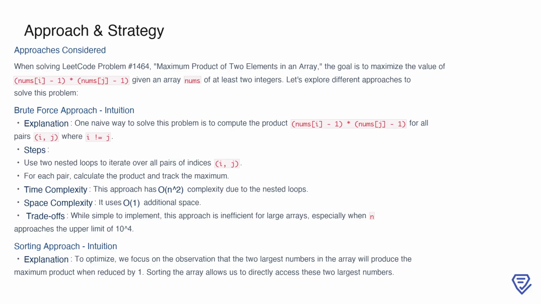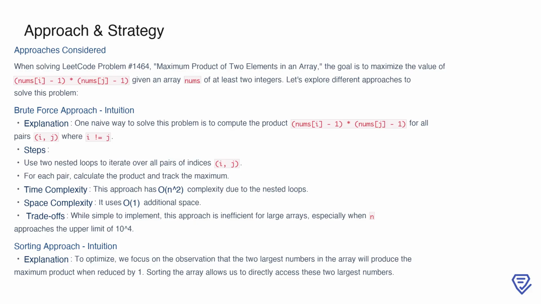First, there's the brute force approach. The intuition here is simple. We compute the product for all possible pairs of indices in the array using two nested loops. For each pair, i, j, where i is not equal to j, we calculate the product and keep track of the maximum value encountered. While this method is straightforward to implement, it has a time complexity of n squared due to the nested iteration, making it inefficient for large input sizes.